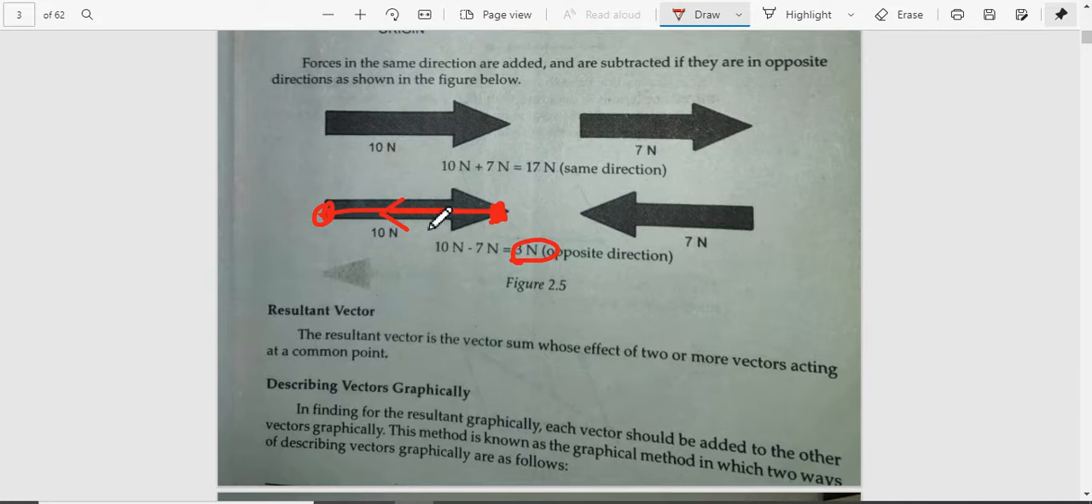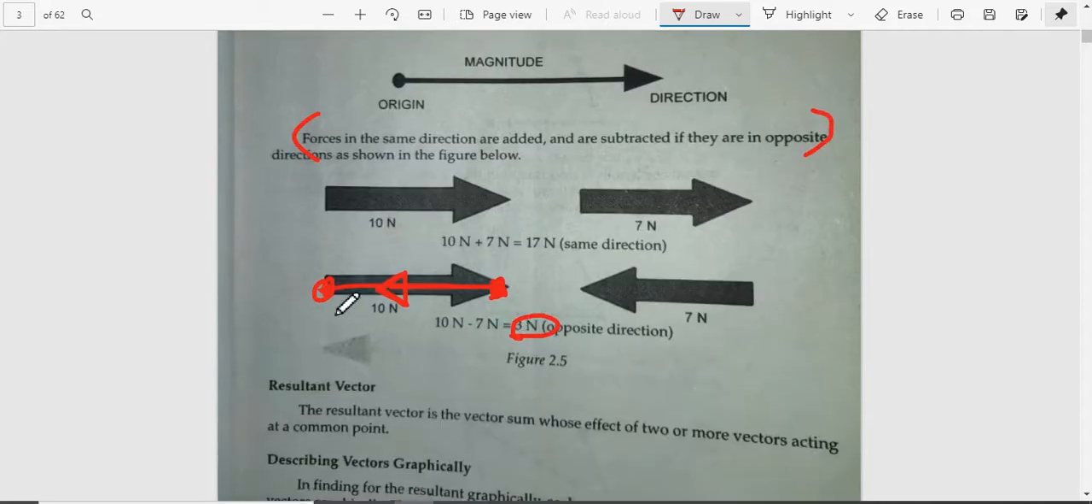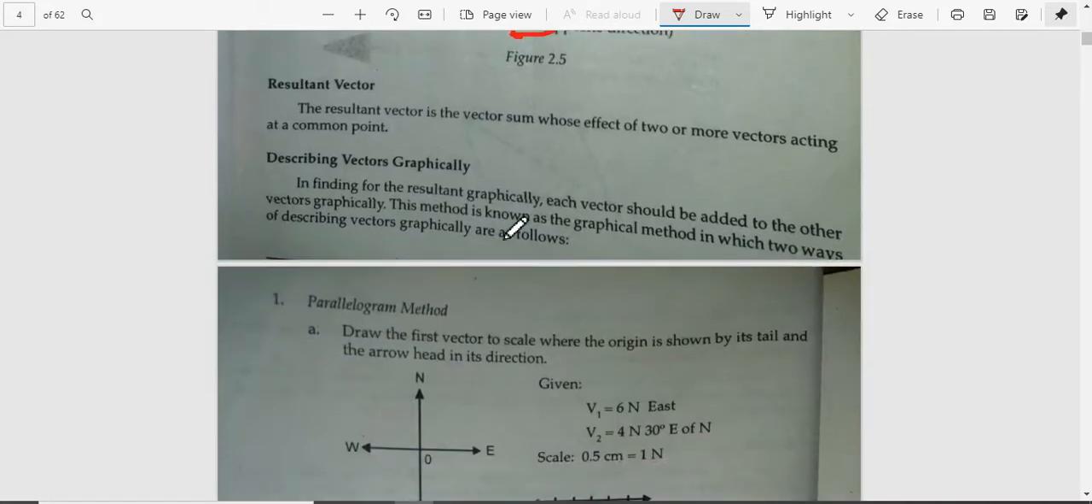Okay, from this point to this point, that is 10. Then, nagbalik sa 7. So, this is your final nga head. Connected gid sila. So, ang imong resultant vector is the sum of those nga vectors nga acting. Kaya ang rule gani kung opposite direction, subtract. So, from your origin to here, this is 3N. Amo man lang ka-simple. Okay, describing your vectors using graphs.